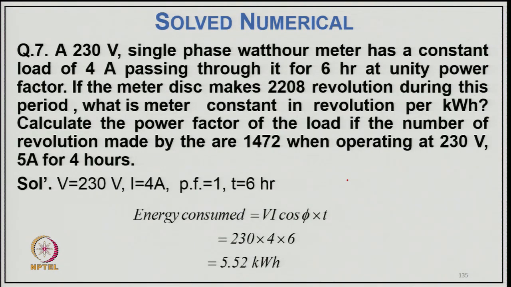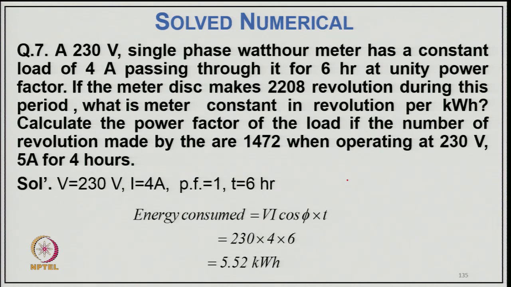Now coming to example 7. A 230 volt single phase watt hour meter has a constant load of 4 ampere passing through it for 6 hours at unity power factor. If the meter disk makes 2208 revolutions during this period, what is the meter constant in revolutions per kilowatt hour? Calculate the power factor of the load if the number of revolutions made is 1472 when operating at 230 volt, 5 ampere and 4 hour.